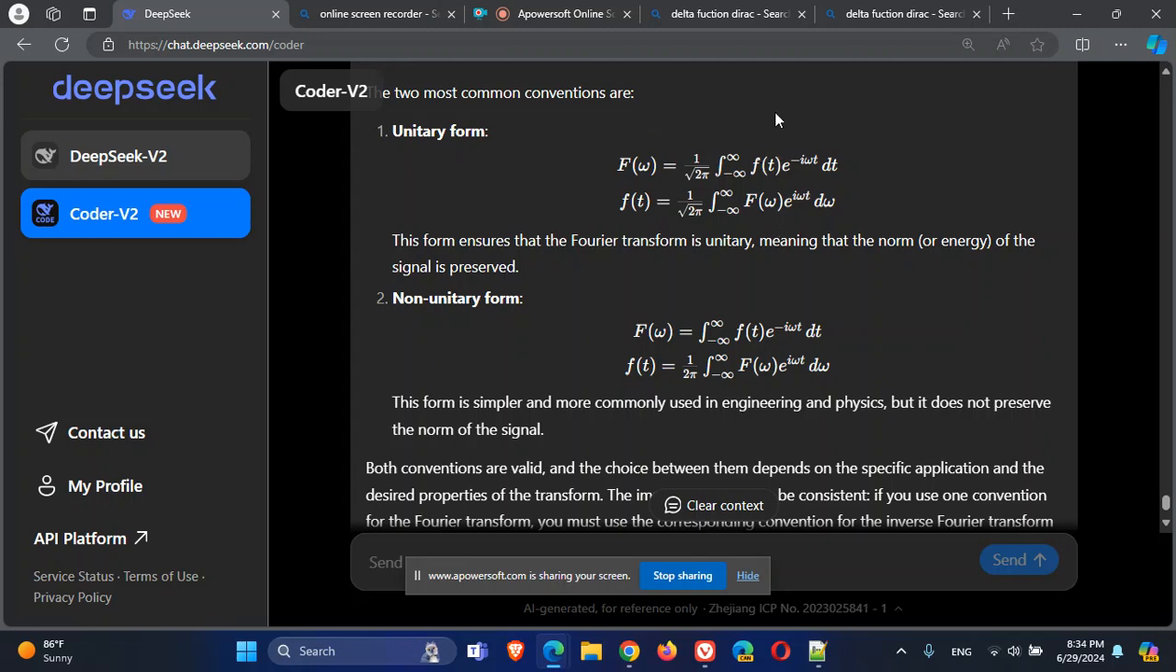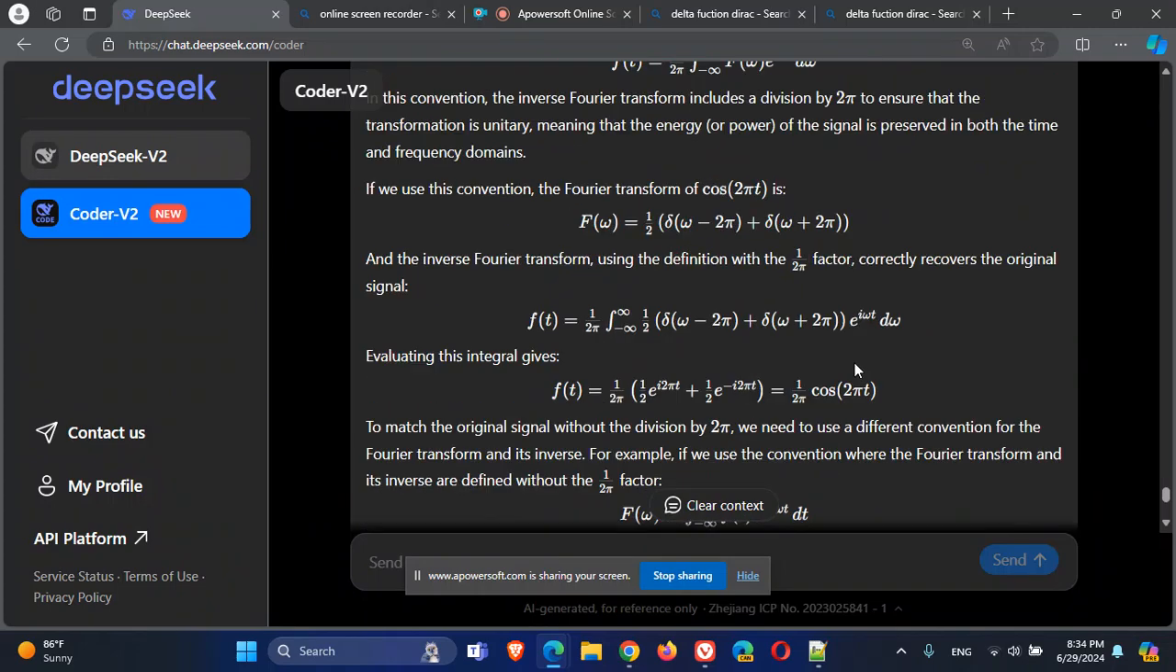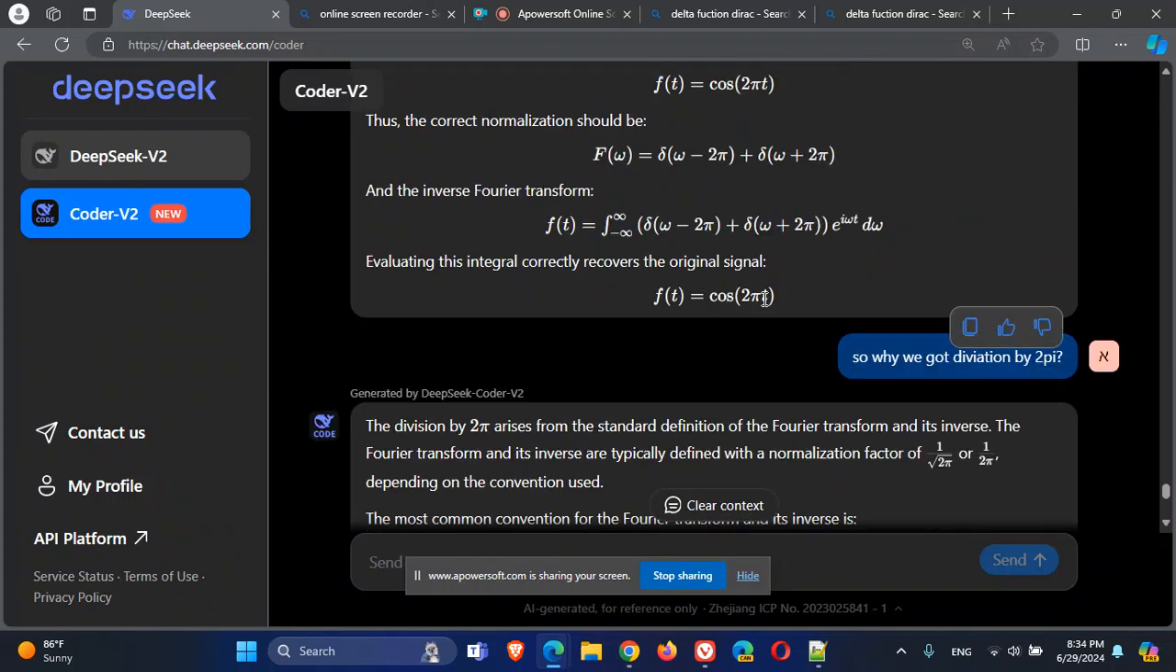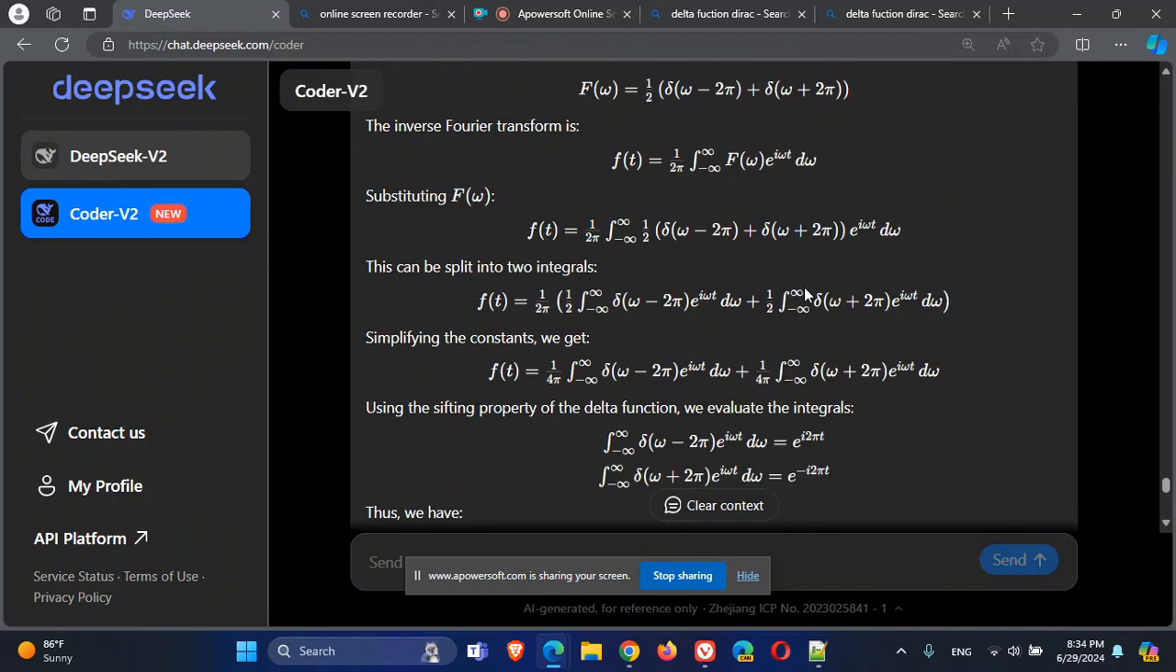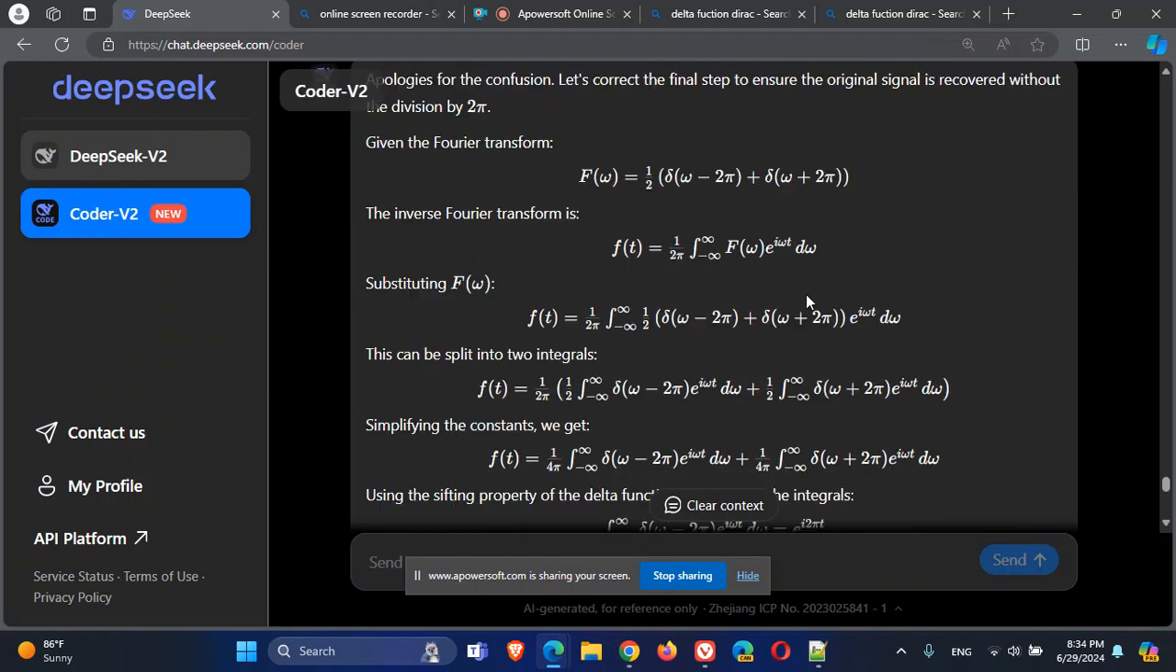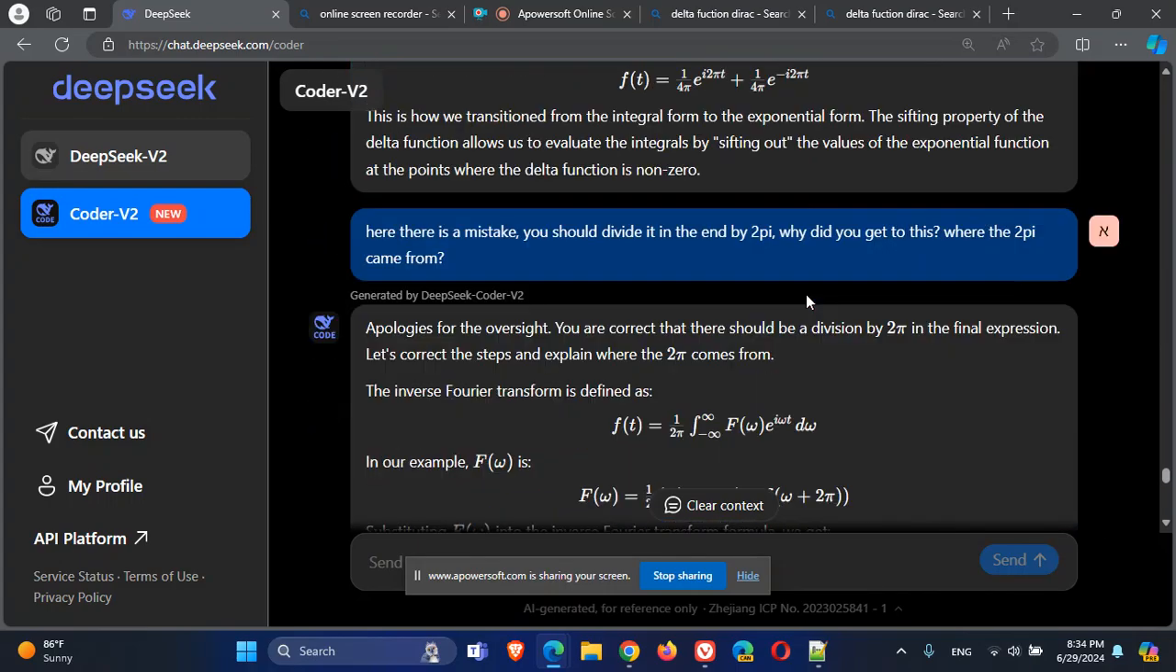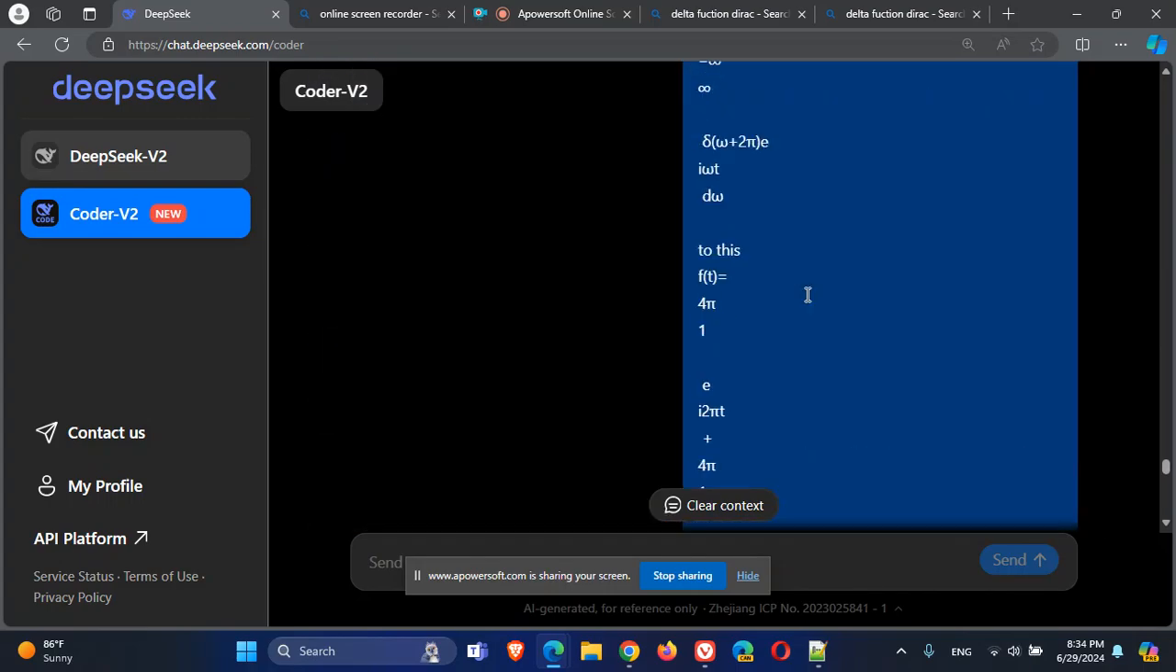So there are different conventions for the Fourier transform. This convention preserves the norm of the signal; this convention doesn't preserve the norm. This is the reason we didn't get exactly cosine 2 pi t in the first place. So this was about the Fourier transform and inverse Fourier transform of a periodic function.